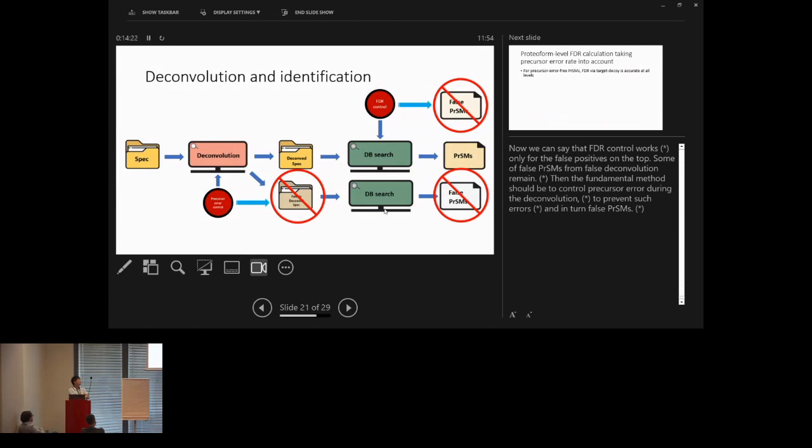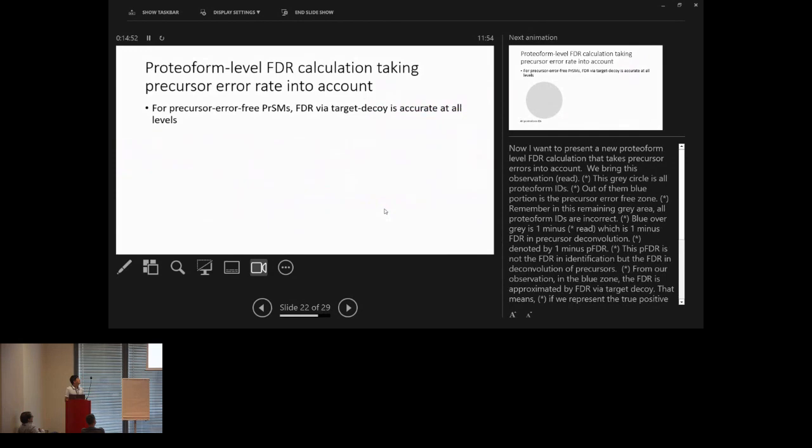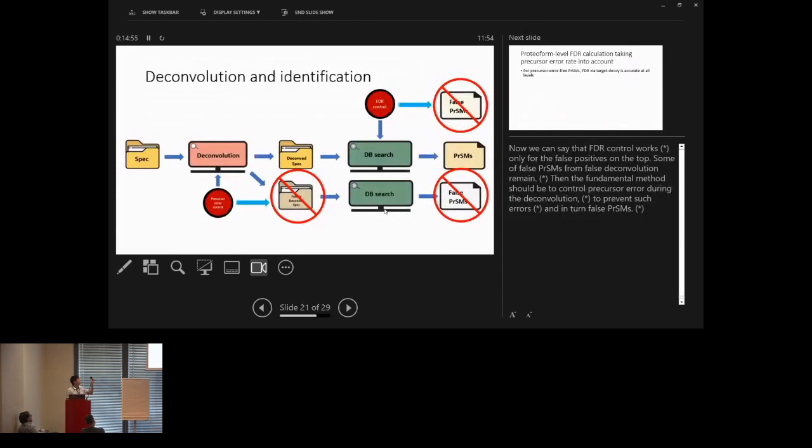Or a more fundamental approach may be that we can generate decoy spectra corresponding to this precursor error control, and just carry them through to the end and use those as the second kind of decoy in the FDR control after the database search. But I think this kind of precursor error control in the deconvolution is more modular and much easier for reducing false PRSMs.